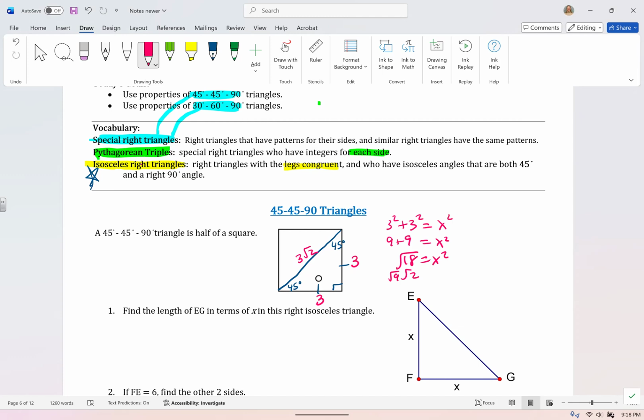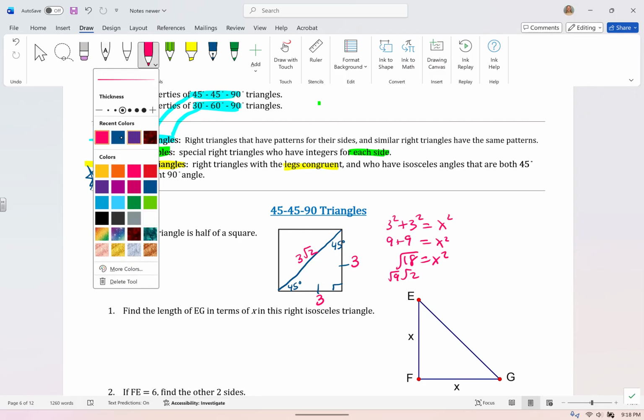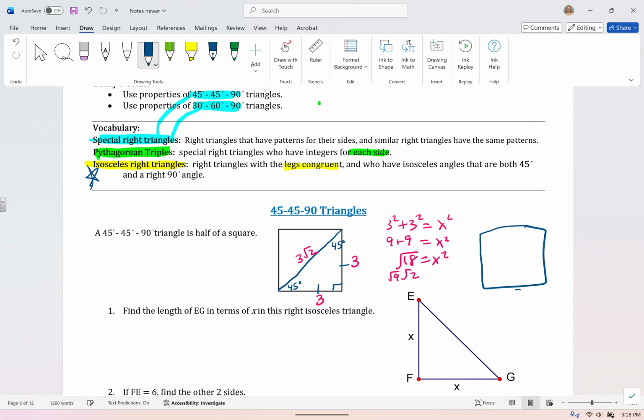So the truth is that if the legs are both 3, because it's isosceles, the hypotenuse can be found pretty easily by doing the Pythagorean theorem. But there's actually a really special relationship, because all 45, 45, 90 triangles are similar to each other. That means they're proportional. If you had a square and the sides were 5, guess what the hypotenuse would be? Of course, these would both be 45 degrees. The hypotenuse would actually be 5 root 2.